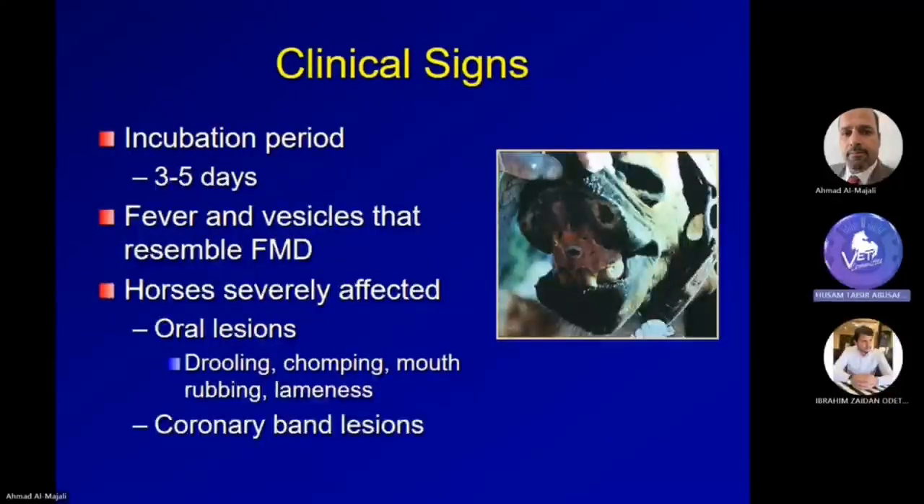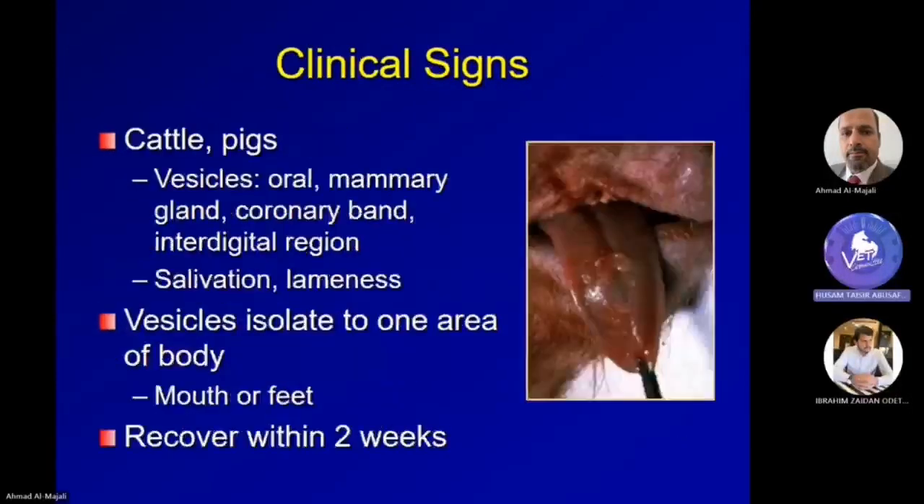Incubation period is very short, 3 to 5 days. Fever, and vesicles start appearing. Those vesicles resemble FMD even in the same areas where FMD exists: in the mouth, buccal cavity, oral, drooling, chomping, mouth rubbing, lameness, typical signs of FMD. Even in the legs, we said the coronary is usually affected in FMD, and the interdigital space, the same areas are affected here as well. Okay? Vesicles may be seen on the oral, but even on the mammary glands, coronary bands, and interdigital regions, as I said.